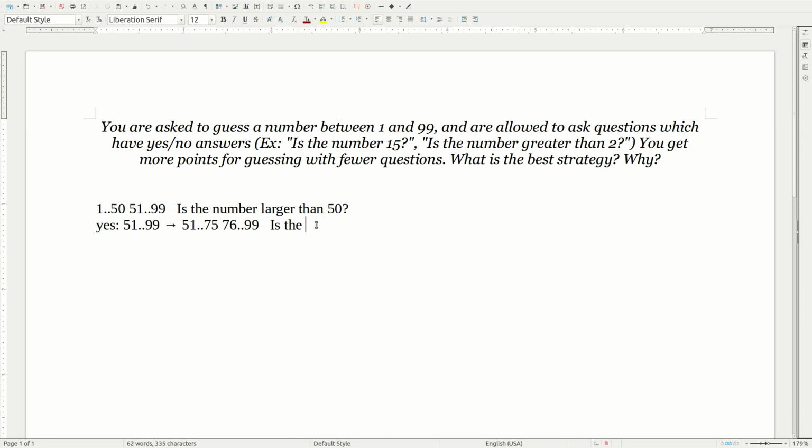So we ask, is the number larger than 75? And that gives us this new range, possibly of either 51 to 75 or 76 to 99. And we can keep doing this same thing based on whether they say yes or no. Then we've got half the range, and it doesn't matter which answer they give because we'll have narrowed down to half the data, either the lower half or the higher half each time. So this cuts our data in half each time we ask a question.